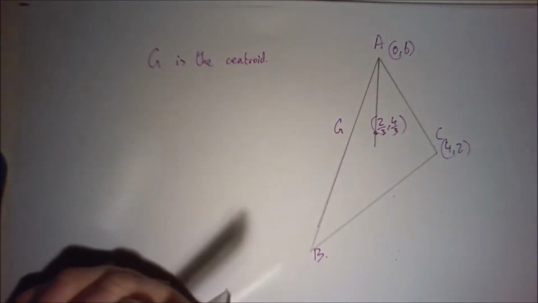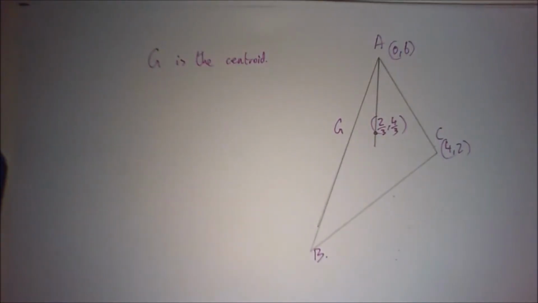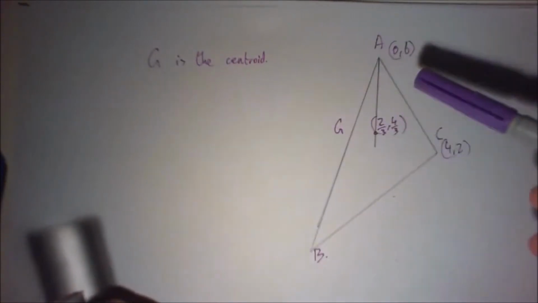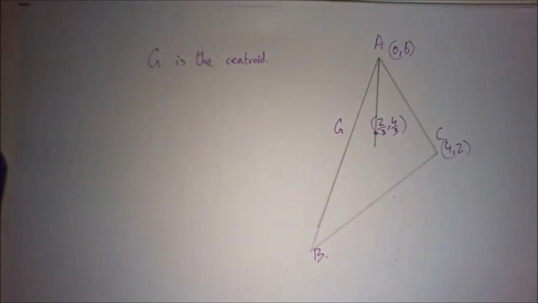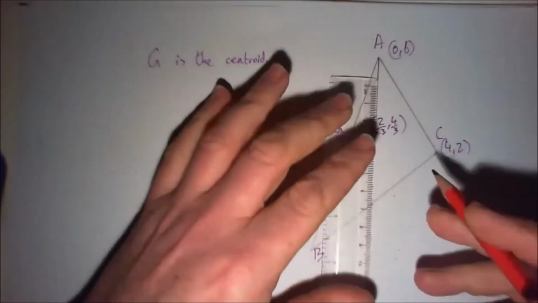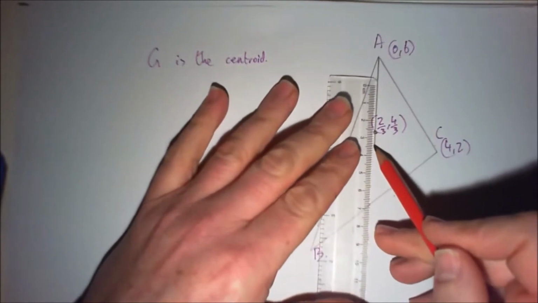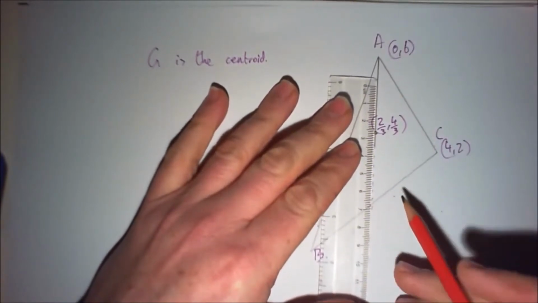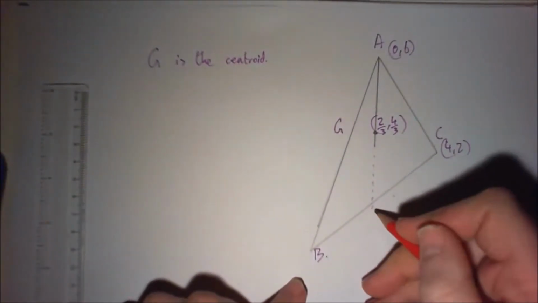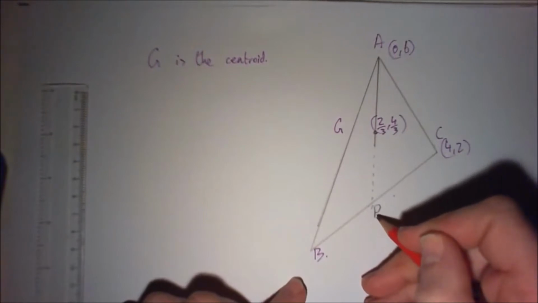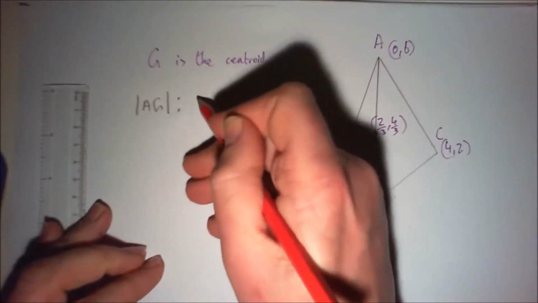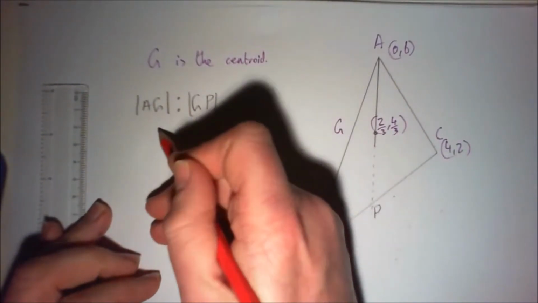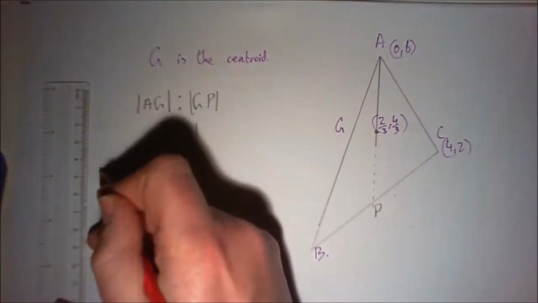Now, this is the important bit. G is the centroid of this triangle. So everyone's with me so far on that one. No one's lost me so far. The question is that if we extend this line, it intersects at the point P. And this is the important bit. The length of AG as a ratio of the length of GP is 2:1.